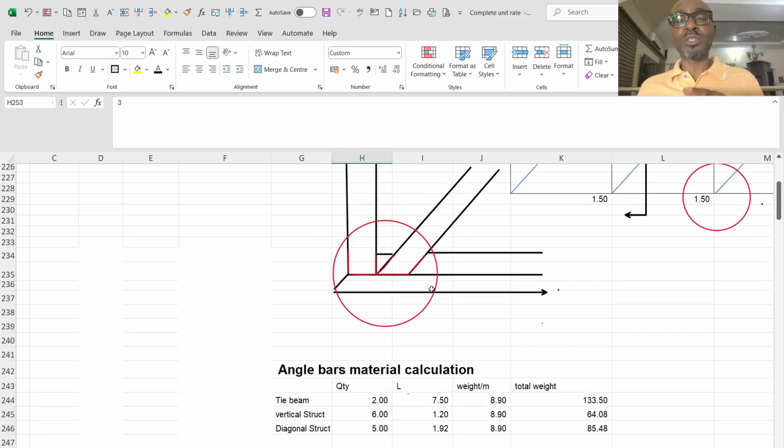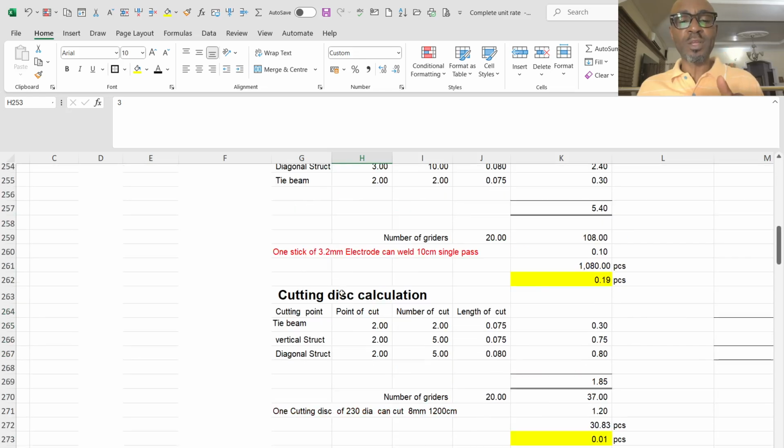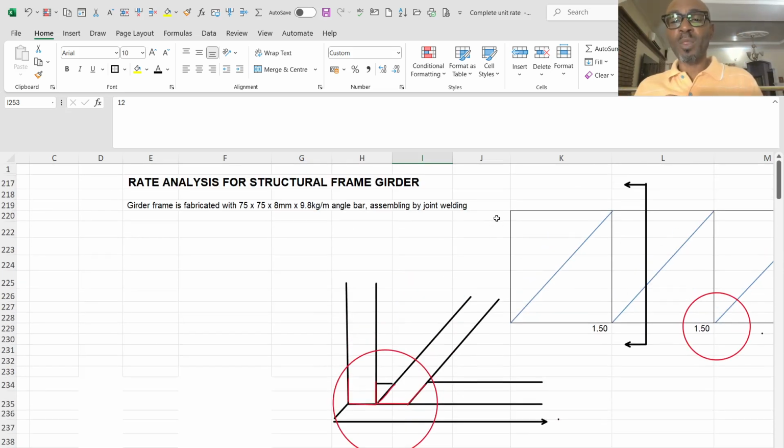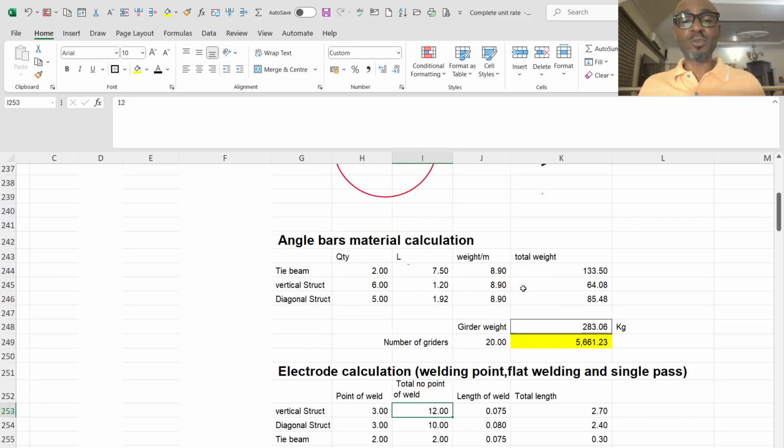Like I told us, for the struts I'm welding 3 locations, and the length is 75, and this length this way is 75 and 75, so it's 3 locations, and that is why you have the vertical strut, 3 points of welding. Then the total number of points of welding is 12, because you have 6 struts and you have two locations, that is top and bottom. 6 by 2 gives you 12.